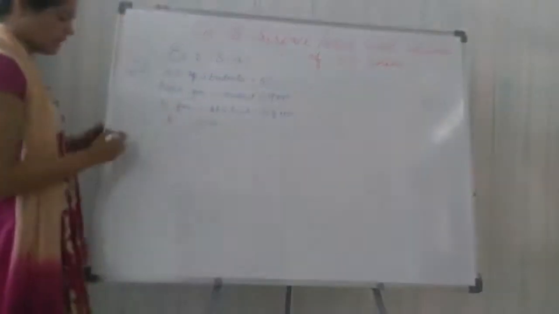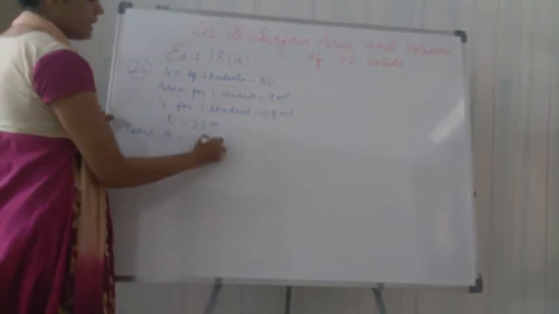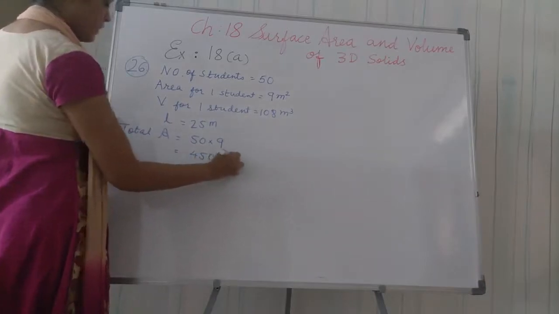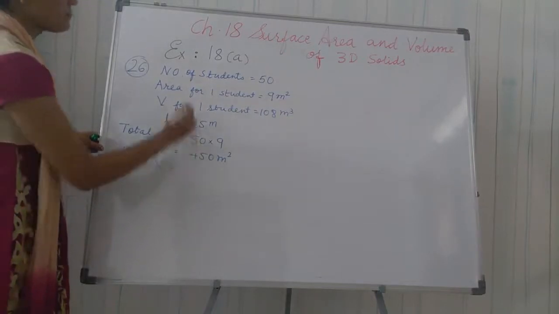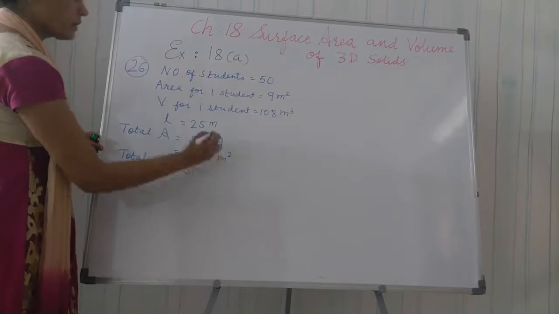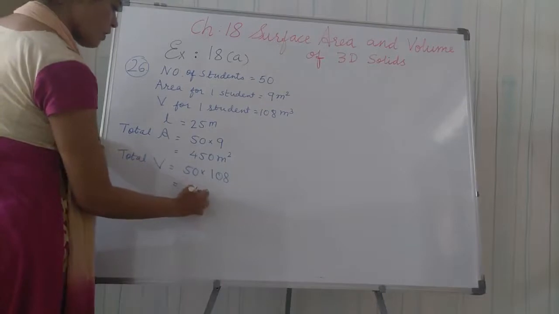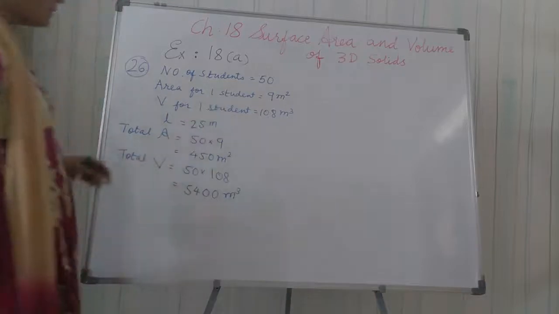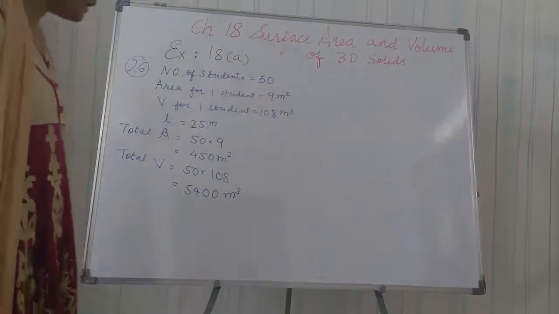So students, first of all, this is the area for one student. So we find the total area of the room, that is 50 multiplying 9. We get 450 meter square. Now we find total volume. Total volume is 50 students and one student requires 108. So we get 5400 meter cube. This is the total volume we found by multiplying 50 into 9 and 50 into 108.